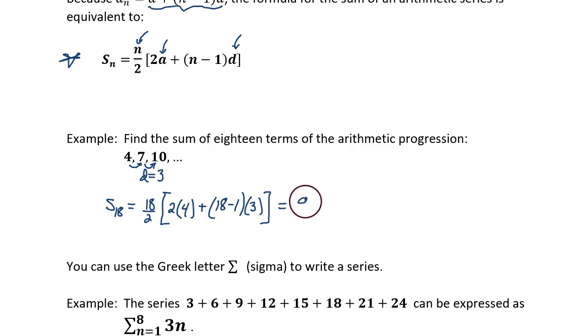Then figure out this answer. 18 divided by 2 makes 9. And then inside the bracket, let's see what that makes. 2 times 4 is 8. 18 minus 1 is 17. 17 times 3 is 51. And 8 plus 51 is 59. Then 9 times 59. The answer is 531.